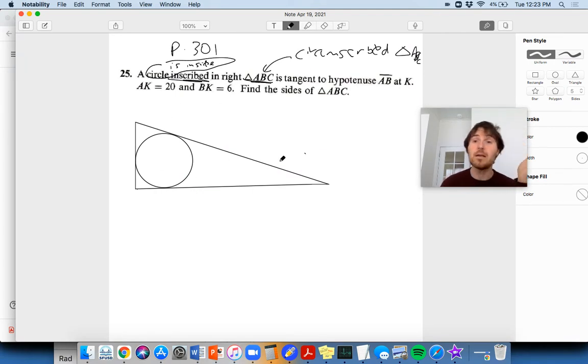All three sides of this three-sided figure, this triangle, are all tangent, right? So with this problem, this is what I want you to start thinking about. I've got this diagram. I'm not going to read the whole thing here. What is this diagram?